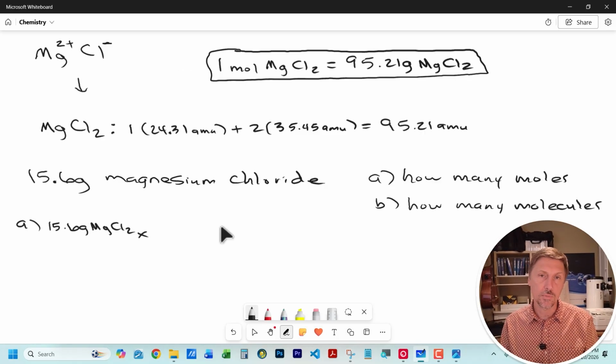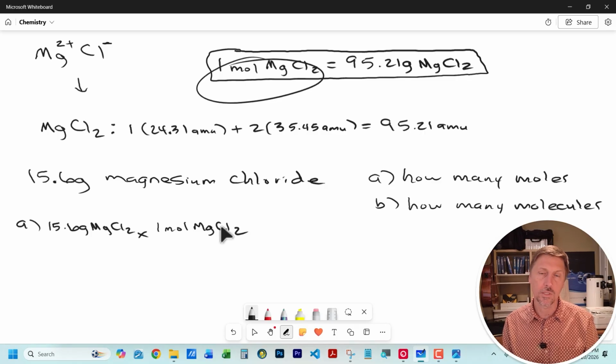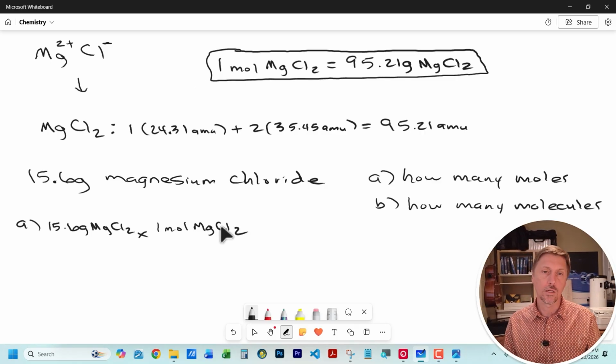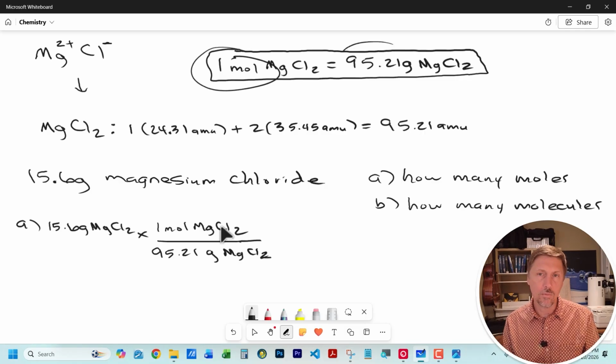The conversion relationship here is going to be, we're going to put moles on top because that's what we're wanting to convert to. 1 mole of MgCl2, right? The left half of this relationship is divided by 95.21 grams of MgCl2. Now, I'm going to encourage you to always put the substance on there. And the reason why is because 1 mole is not always equal to 95.21 grams. That's only true in the case of magnesium chloride.